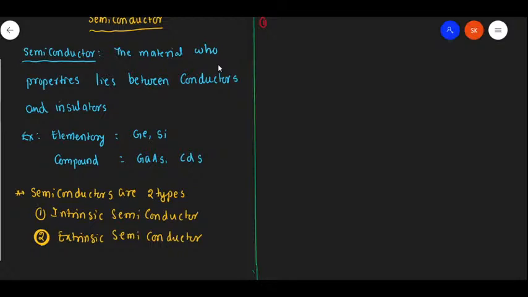Students, is my voice clear? Is my voice clear? Is the writing also clear, na? Very good, Sitamani, Aditi. Okay, thank you. And I am continuing.